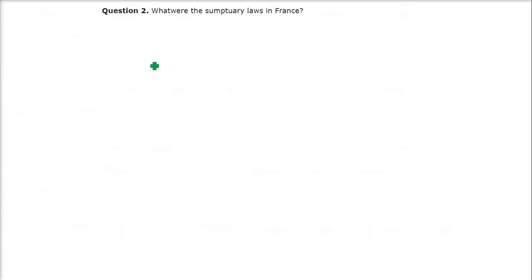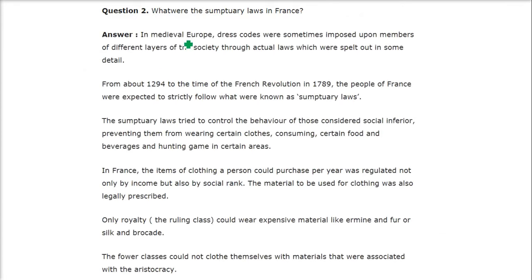What were the sumptuary laws in France? In medieval Europe, dress codes were sometimes imposed upon members of different layers of society. That is, there was a hierarchy. So there were rules on people in the lower hierarchy through actual laws, which were spelled out in some detail. Quite detailed it was. From 1294 to the time of the French Revolution in 1789, the people of France were strictly expected to follow the dress code known as sumptuary laws.